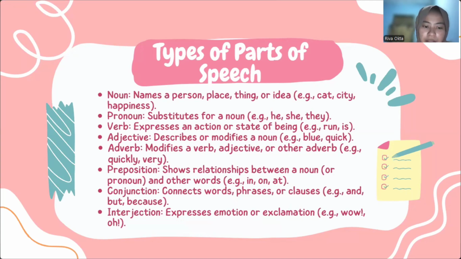Example, quickly and very. Preposition shows the relationship between a noun or pronoun and other words. Example, in, on, at. Conjunctions connect words, phrases, or clauses. Example, and, but, because. Interjections express emotion or exclamations. Example, wow, oh.